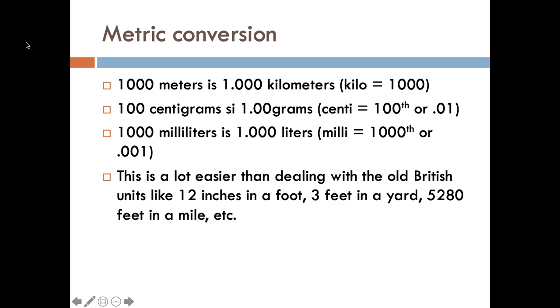100 centigrams is 1 gram. 1,000 milliliters is 1 liter. And milli, the prefix, is 1,000th of a liter. This is a lot easier than dealing with the old British units like 12 inches in a foot, or 3 feet in a yard, or 5,280 feet in a mile, etc.